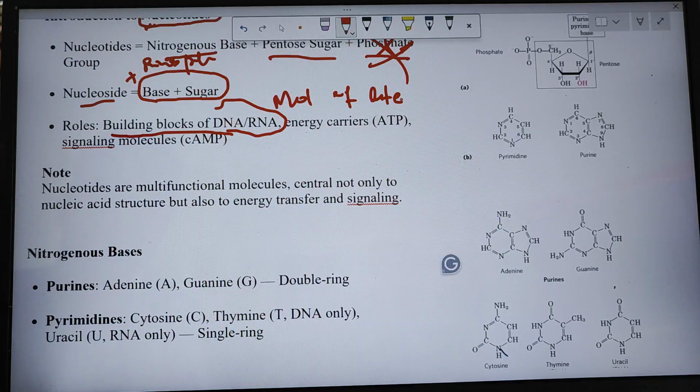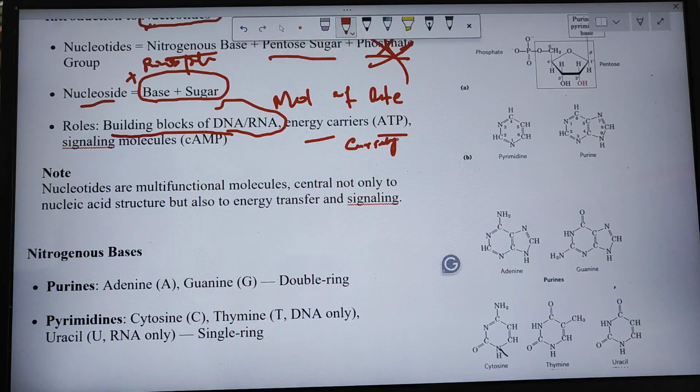Another important point to remember is that these nucleotides not only act as the molecules that store and transmit the genetic information, they also have some other essential roles in the cell. For example, the nucleotide ATP, adenosine triphosphate, serves as the energy carrier of the cell. So nucleotides also act as the energy currency of the cell.